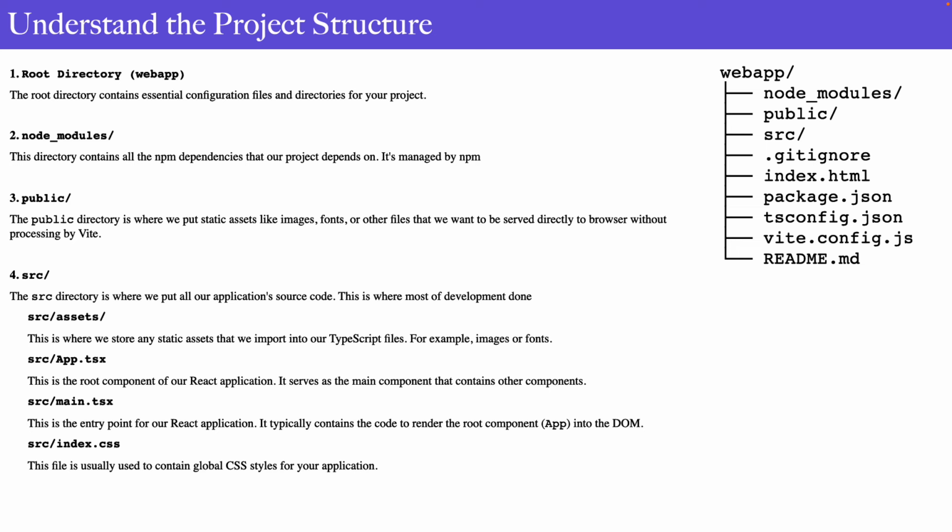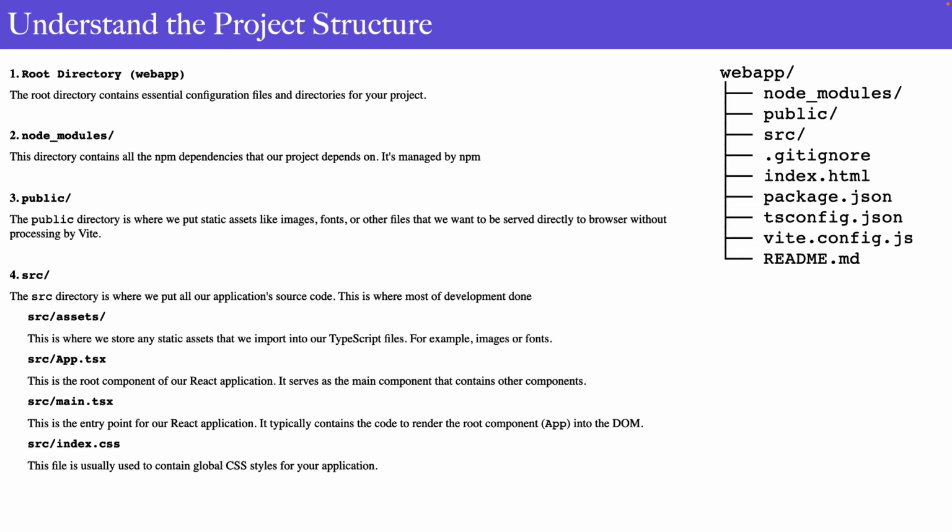Next is the public folder. This public directory is where we put all our static assets like images, fonts, and other files that we want to be served to the browser directly without processing by Vite. This is a folder where we can add static images and fonts, so that Vite will not process them. It will directly render them in the browser.